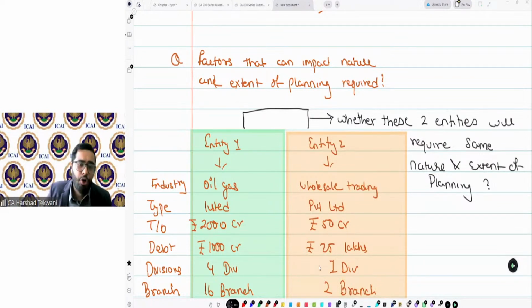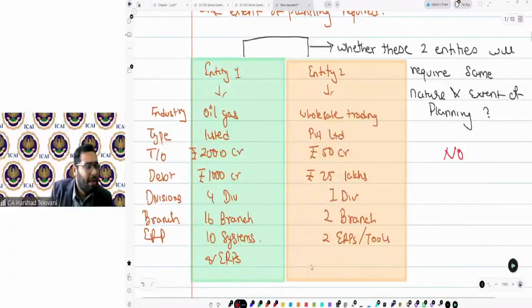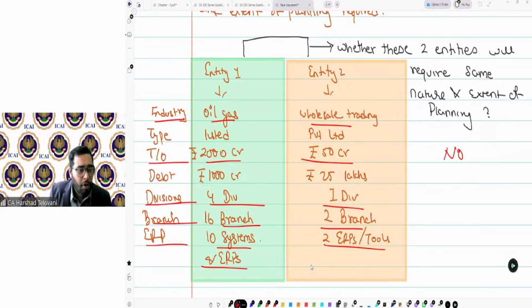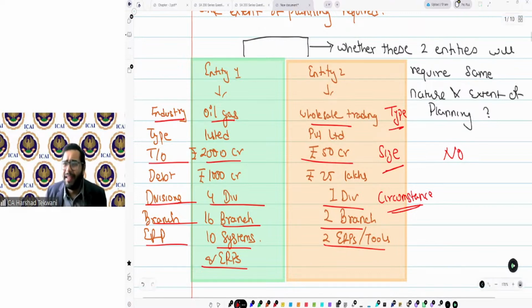The answer is no. Why? Because there's a difference in the industry, the size is different, divisions are different, systems are different. So I could say type of entity, size of entity, circumstances, all the 3 are different. And these are the factors that I'm looking at also. So these are the factors: size and complexity, past experience, expertise, and change in the circumstances.